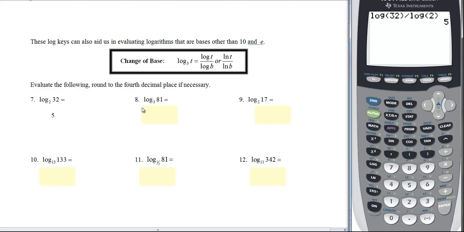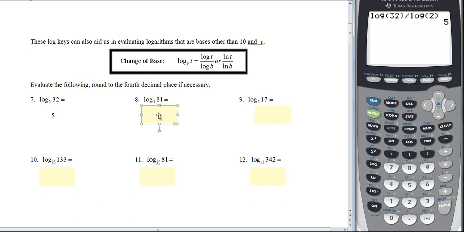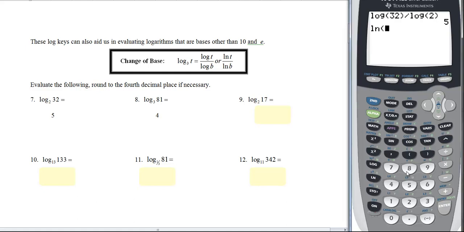There it is. This one, now 81 can be rewritten also. That would be 3 to the 4th. So this answer right here should be 4. Well, this time I'm going to try ln of 81 divide by ln of 3. And there's 4. So if you go 3 to the 4th, that will give you 81. So go try this one, whichever log key you want to use.